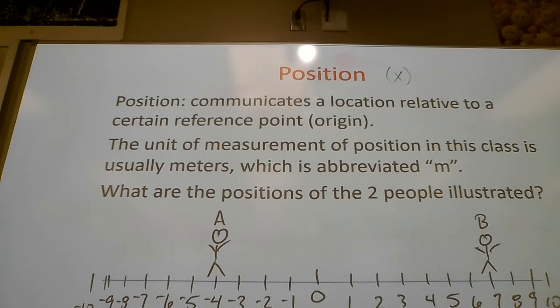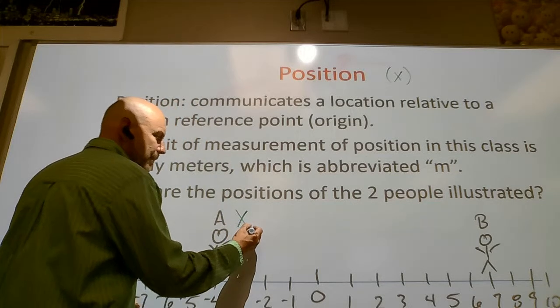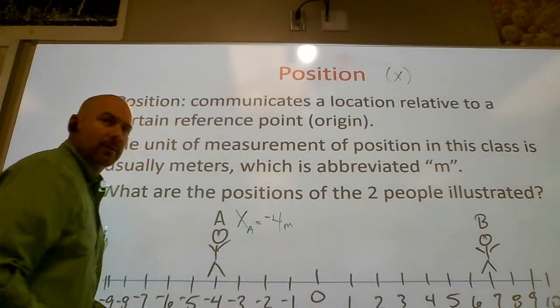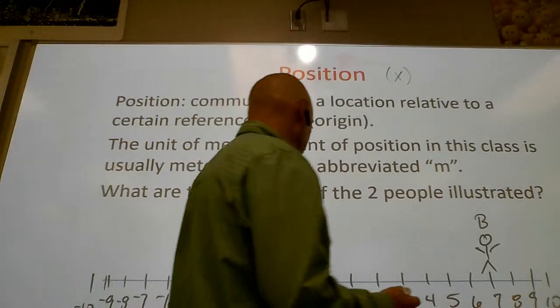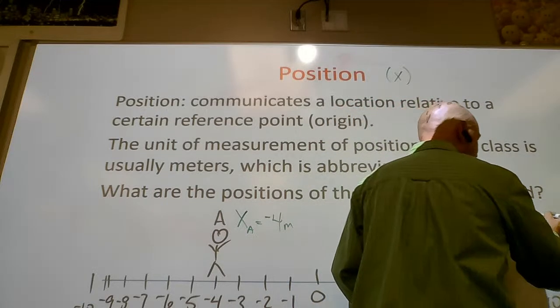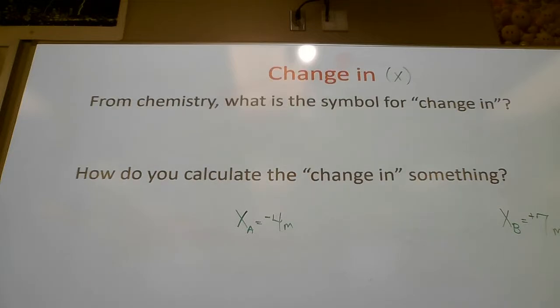Okay, so here, for example, person A has a position of -4 meters relative to this origin, and person B has a position of +7 meters from the origin. It's their location. Okay? Good with that? Okay.